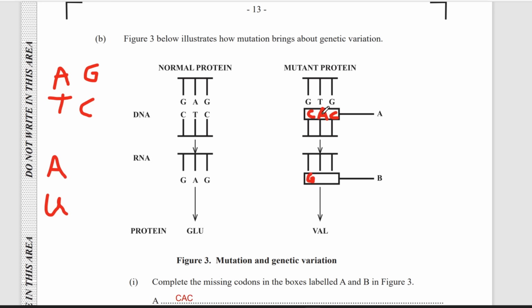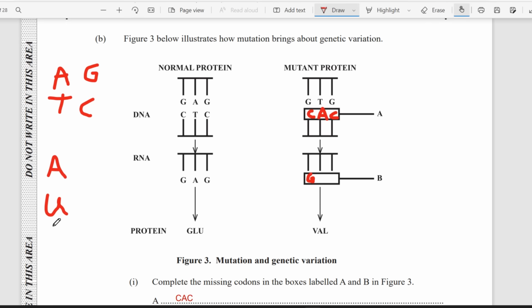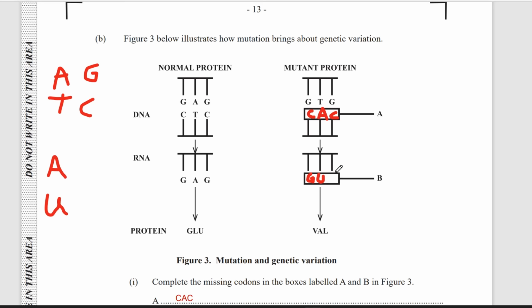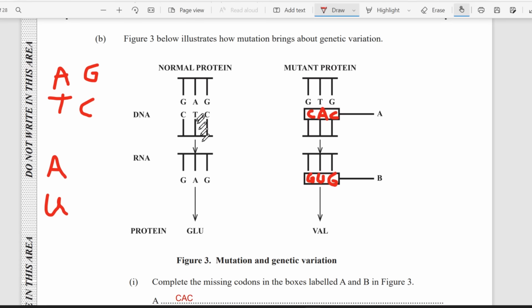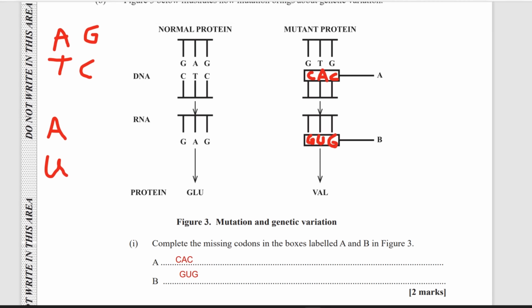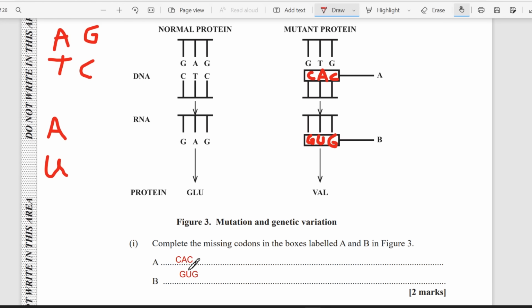The apple is going in the tree, right? But it says it's not in the tree, it's under the tree because the RNA has uracil, not thymine. And car in the garage. So the RNA version of this is going to be GUG. And you can see here that this translated to become GAG, the normal thing. The mutant one is GUG, and that is building a whole different protein. Right, so CAC is your first one, GUG is your second one.